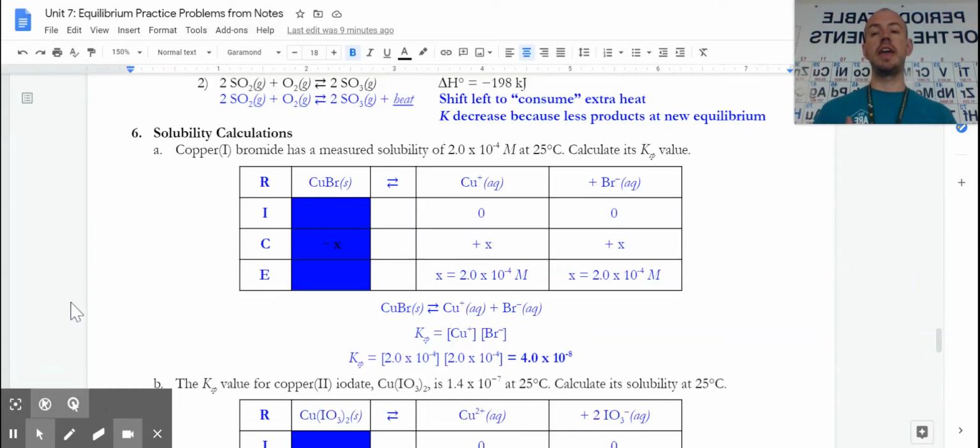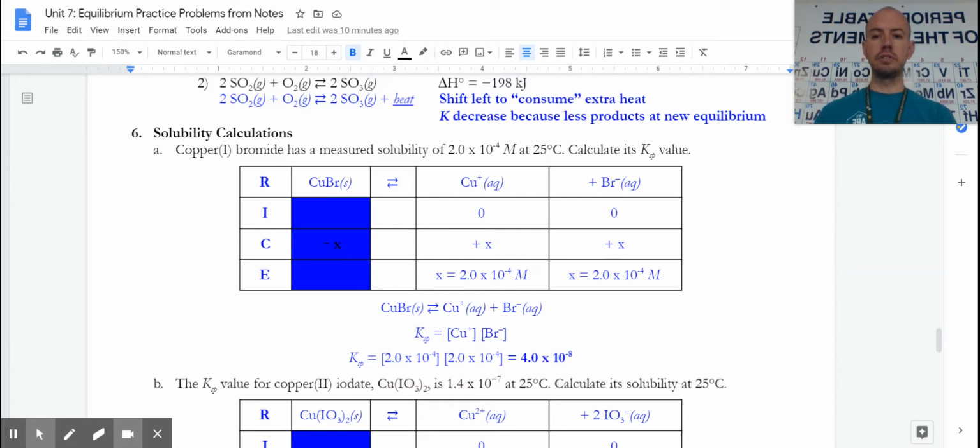6A is our first KSP, or solubility equilibrium problem. We have copper bromide. We are given the solubility. That means what molarity of our ions, or of our solid, has dissolved at a certain temperature. And the KSP is just the K value, knowing that it is a slightly soluble solid.